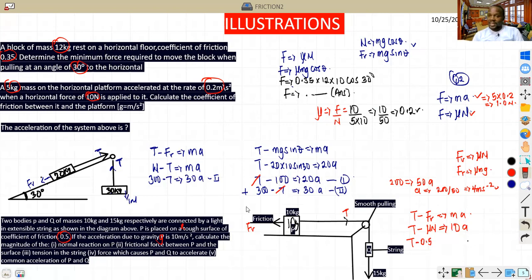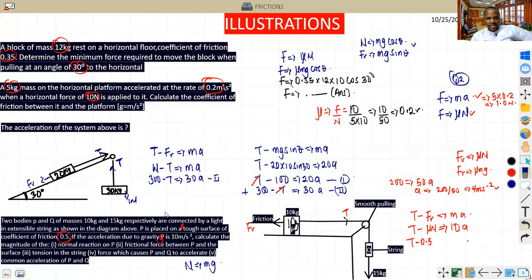But answering the question directly, if you want to take the questions one by one, the first question is normal reaction. What is normal reaction? N is equal to what? Mg. Normal reaction acting on the body is mg. You know that. Please note that. So it's very easy to calculate normal reaction on P. On P, you can see P and Q.